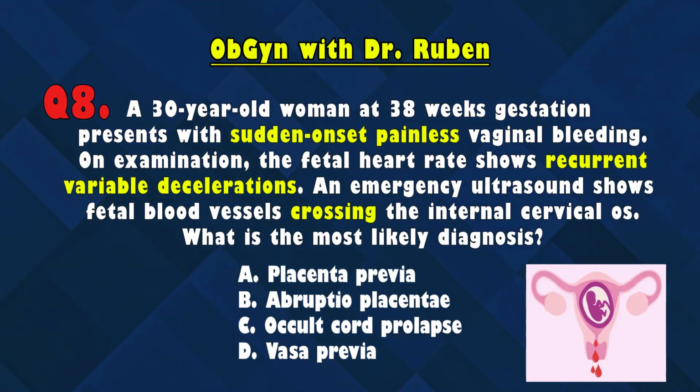Question number 8. A 30-year-old woman at 38 weeks gestation presents with sudden onset painless vaginal bleeding. On examination, the fetal heart rate shows recurrent variable decelerations. An emergency ultrasound shows fetal blood vessels crossing the internal cervical os. What is the most likely diagnosis?